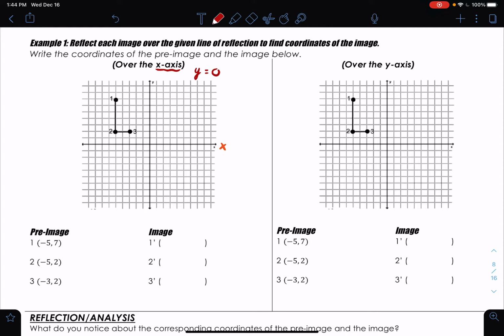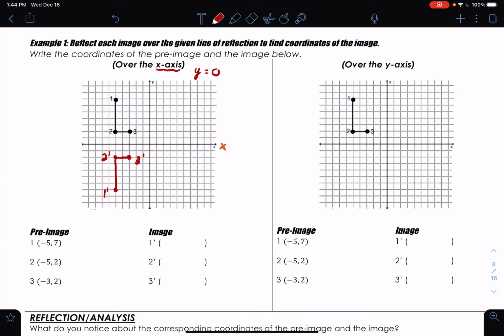Notice how point 3 is 2 units above the x-axis. 3 prime is going to be 2 units below. 2 is 2 units above, so 2 units below is 2 prime. 1 is 1, 2, 3, 4, 5, 6, 7 units above. So 1 prime is going to be 7 units below. And there is this figure after being reflected over the x-axis, or over the line y equals 0.